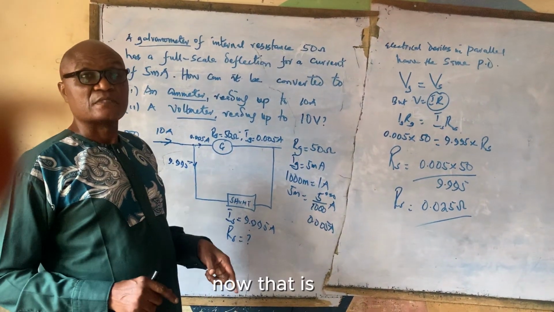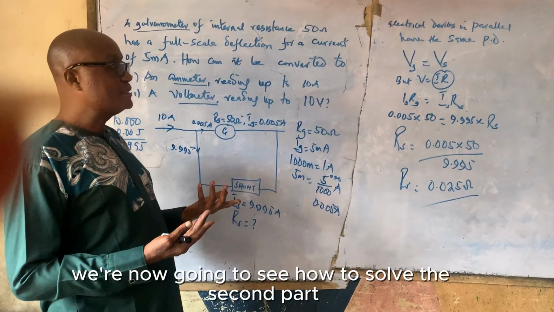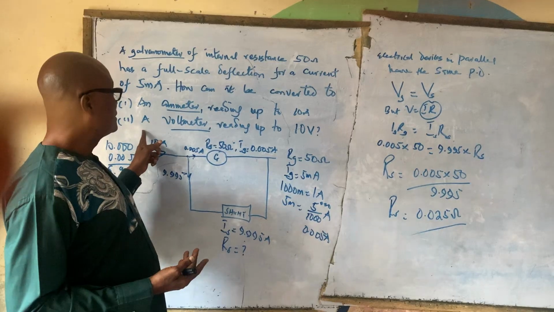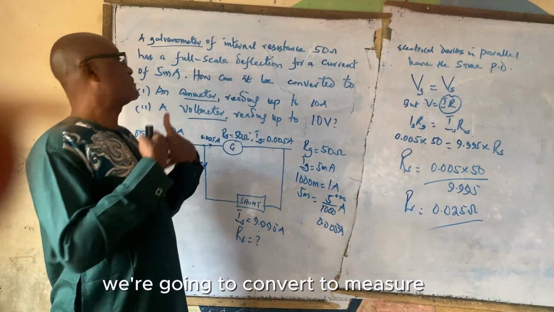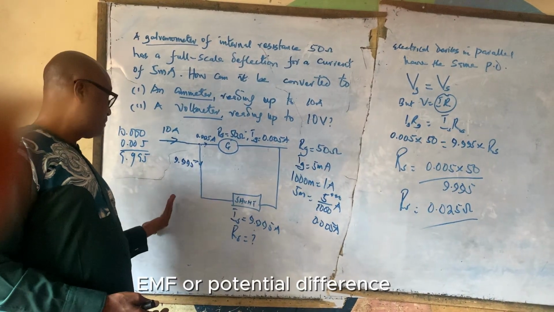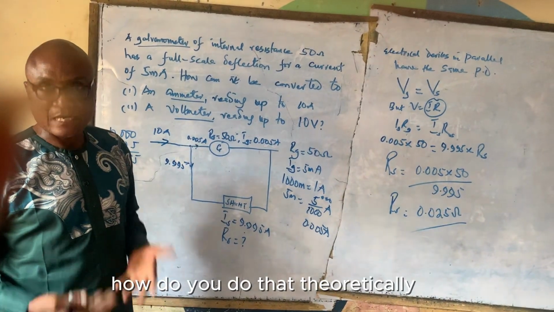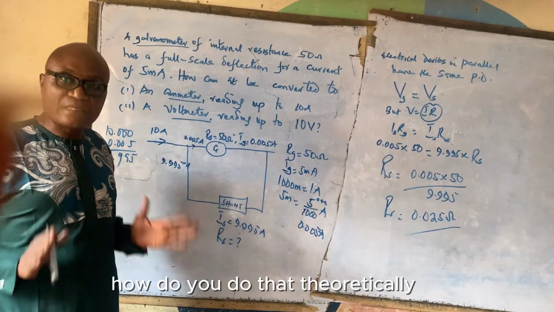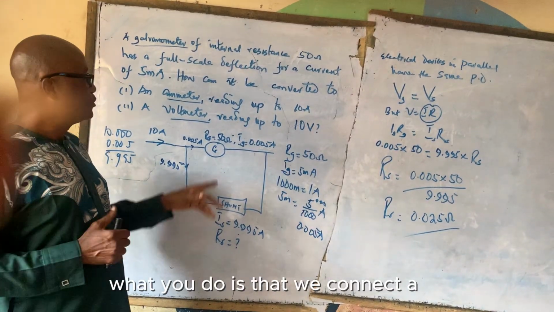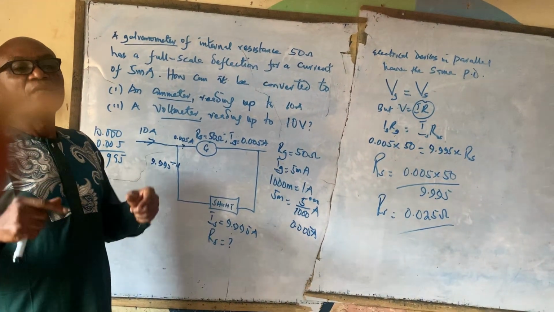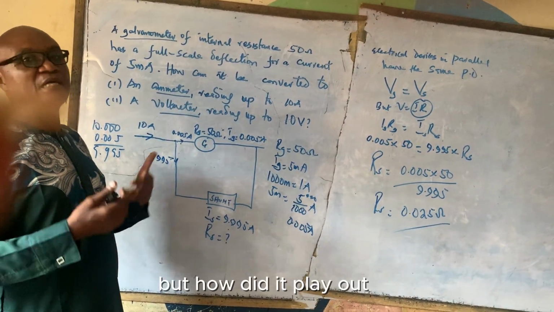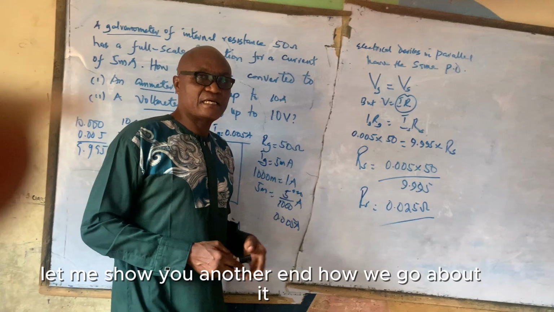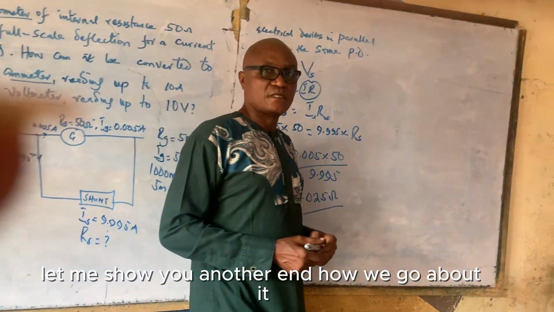Now we're going to see how to solve the second part. Naturally, a galvanometer measures current. We're going to convert it to measure EMF or potential difference. How do you do that? Theoretically, you connect a high resistance multiplier in series with the galvanometer. But how does it play out? Let me show you how we go about it.